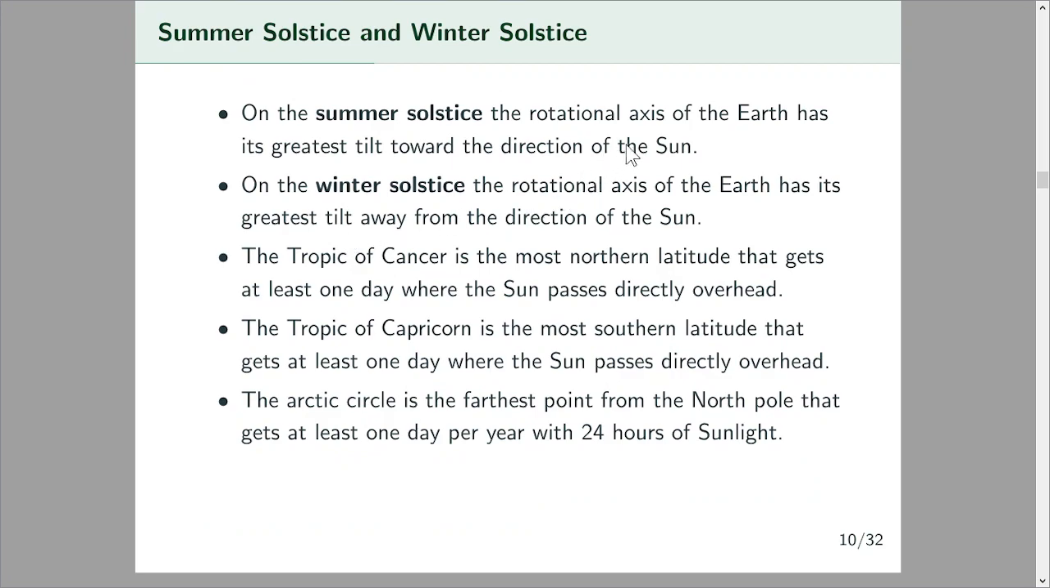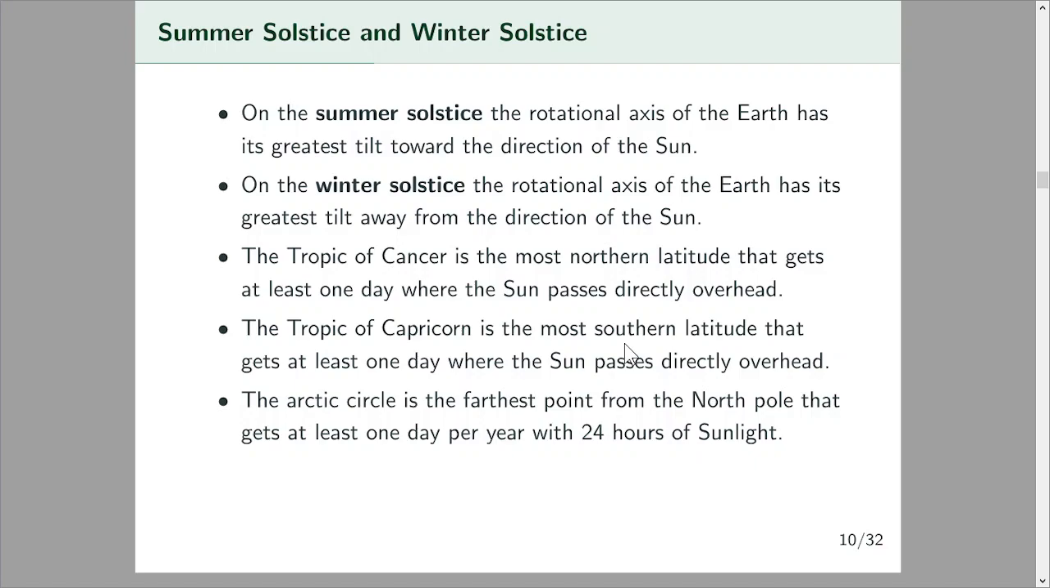So on the summer solstice, the rotational axis of the Earth has its greatest tilt in the direction of the sun. On the winter solstice, the rotational axis of the Earth has its greatest tilt away from the direction of the sun, right? At least for the North Pole. The Tropic of Cancer is the most northern latitude that gets at least one day where the sun passes directly overhead. The Tropic of Capricorn is the most southern latitude where that occurs.